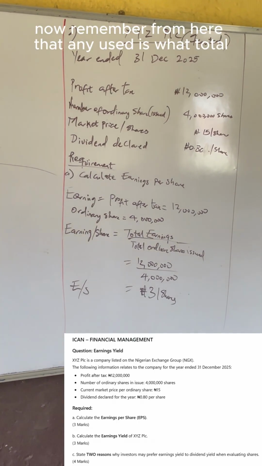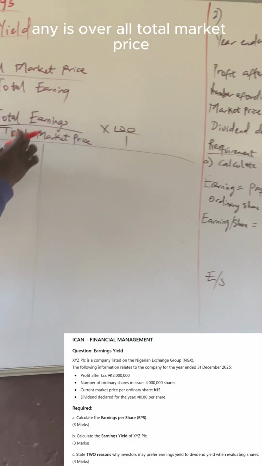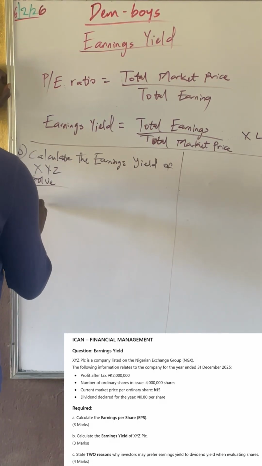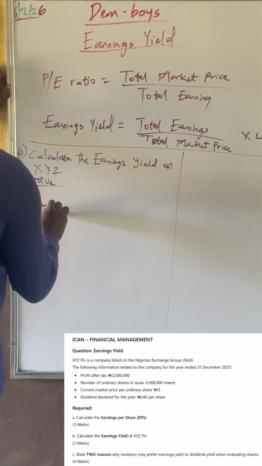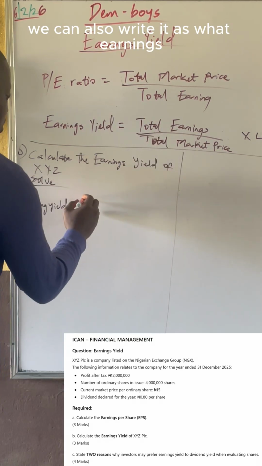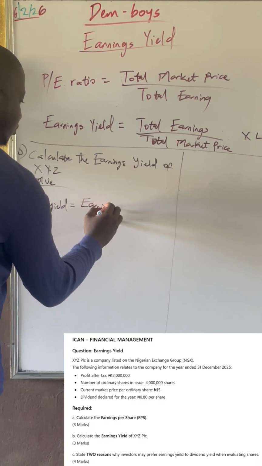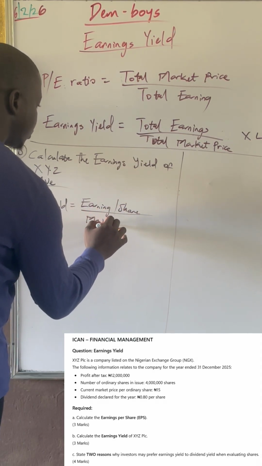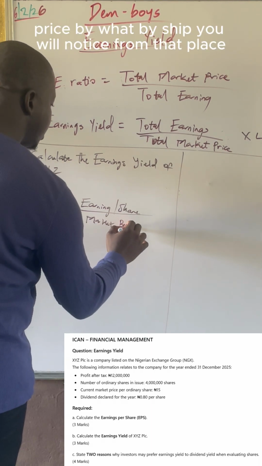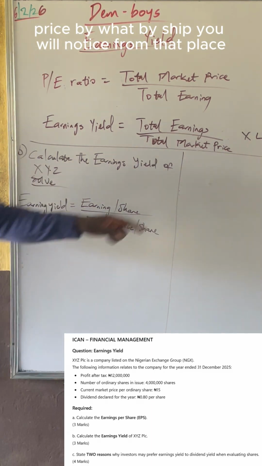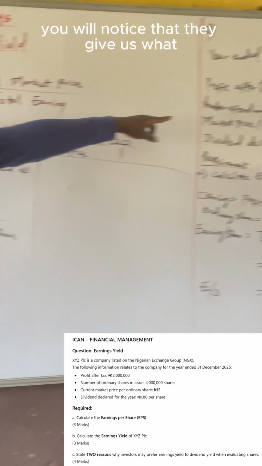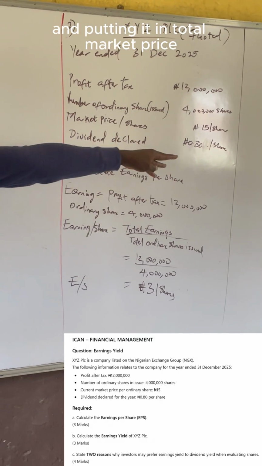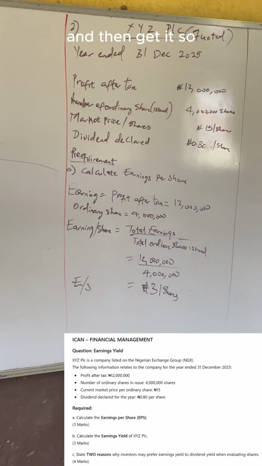They say we should get our earnings yield. Remember that earnings yield is total earnings over total market price. We can also write it as earnings per share over market price per share. You will notice that they give us market price per share, so I don't need to put it in total market price. I can just use this formula and then get it.